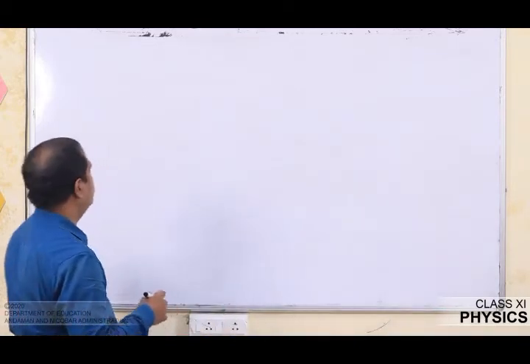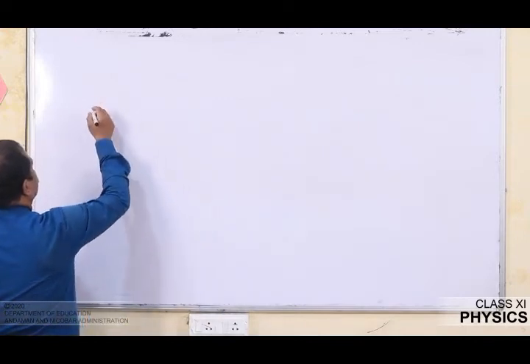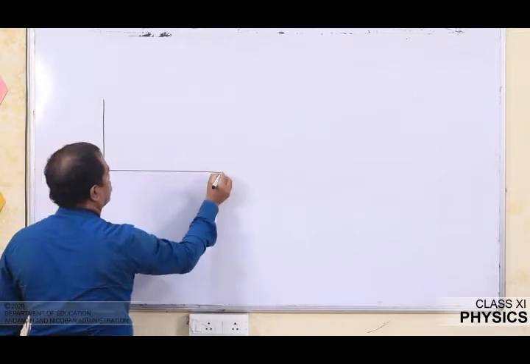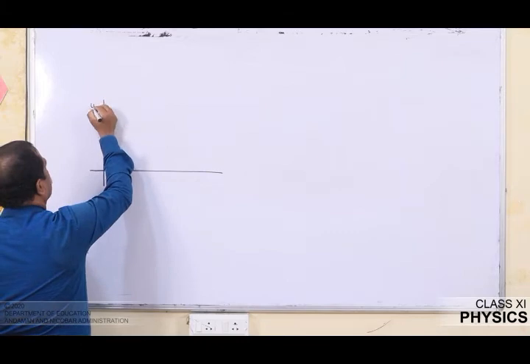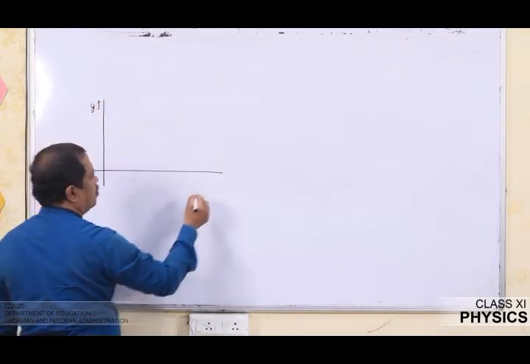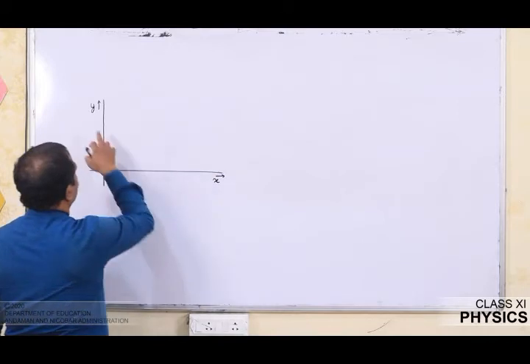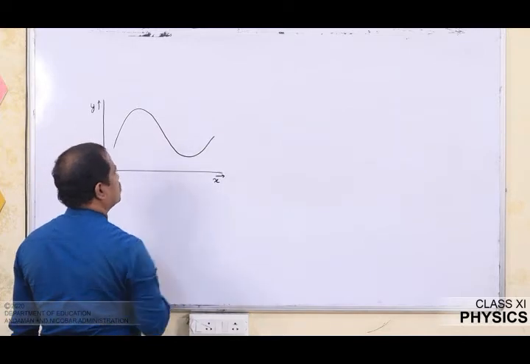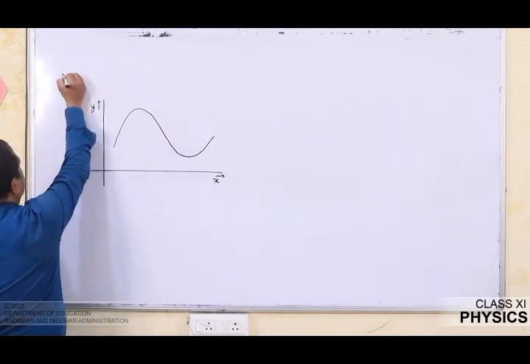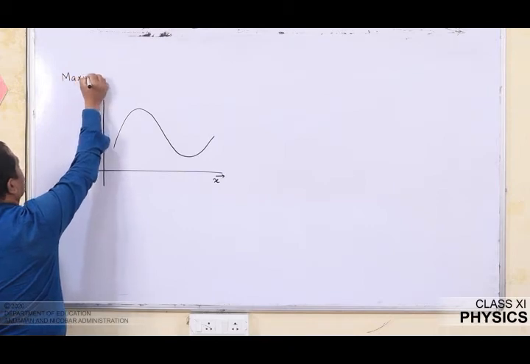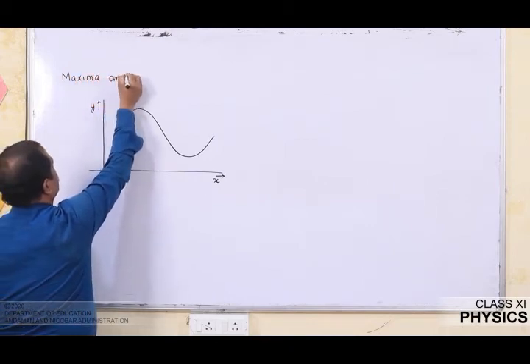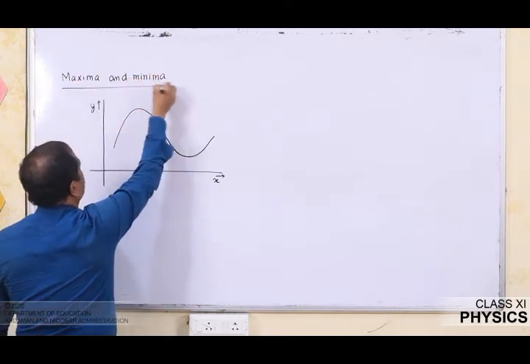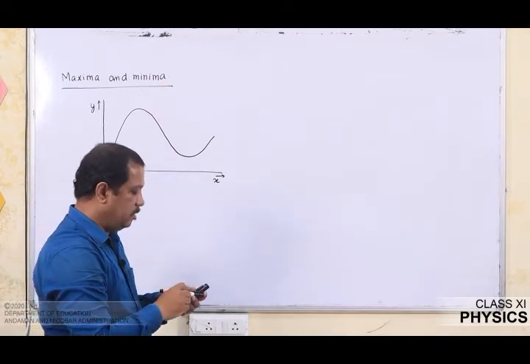So let me suppose that I have a function and I have graphed the function, in the sense I have plotted the graph. So y is a function of x, and let me suppose the graph is like this. And I want to study how we find the maxima and minima. So first I need to understand what maxima and minima are.